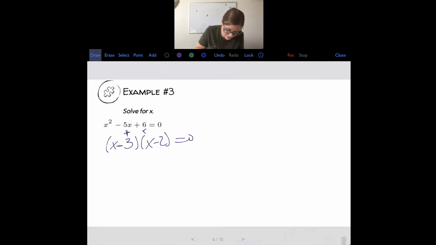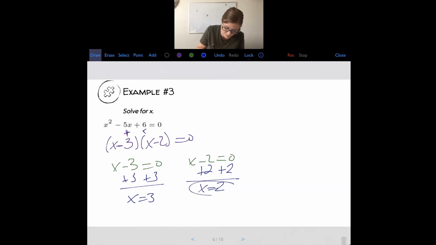And then we take our two factors and set each of them equal to 0. You can check your answers too, by the way, by plugging the values you get for x into every x in the original equation. Okay. Add 3. So one answer is 3, and the other answer is 2.